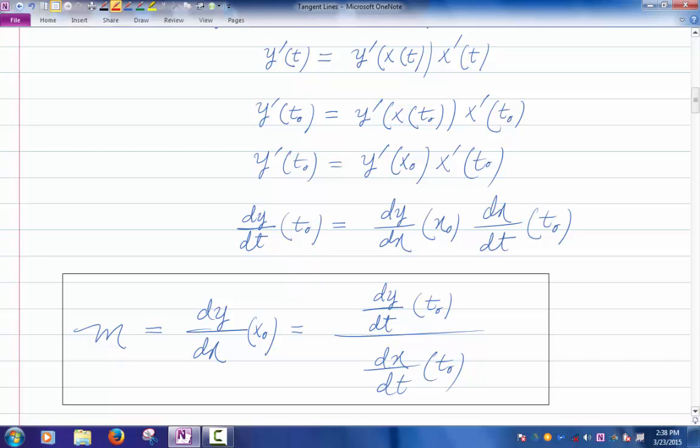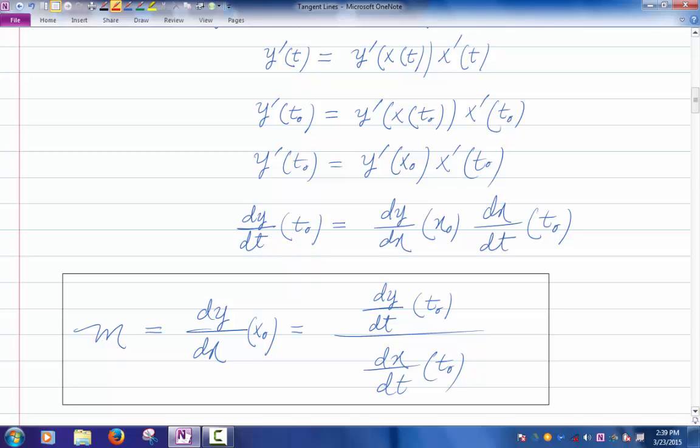Notice that I did not know a formula for y in terms of x. However, I was able to come up with the derivative of y with respect to x at x naught by using given information. I am given y with respect to t as an explicit function. I am given x as a function of t explicitly. So I can explicitly compute dy dt, I can explicitly compute dx dt and evaluate them at t naught. And that's going to give me the derivative of the function y with respect to x at x naught.